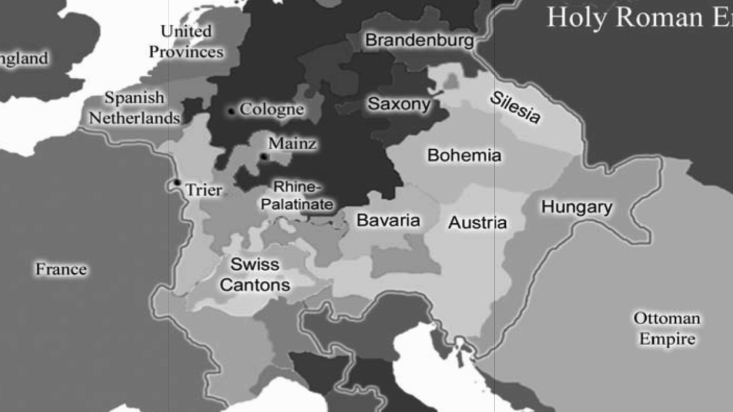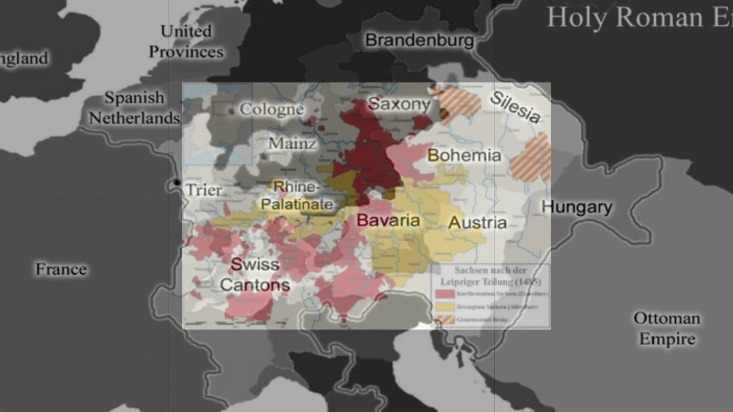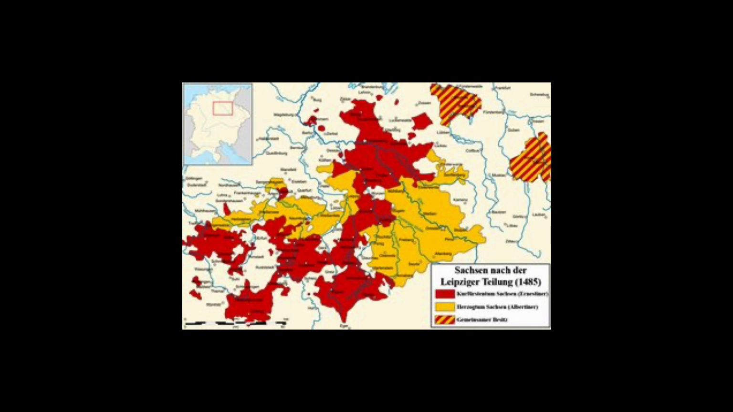In 1485, they decide to split Saxony into two pieces. And this is what's called the Treaty of Saxony of 1485. As you can see, the red and the yellow consist of the two territories. Looks like a complete cluster, a jumbled mess. But the two items of desire in this split are the prize city of Leipzig or the electorate position.